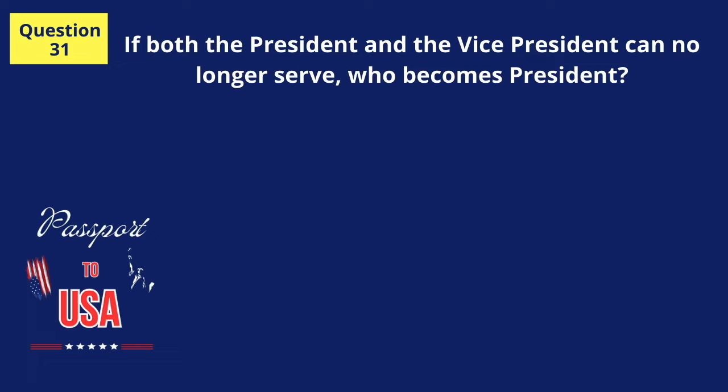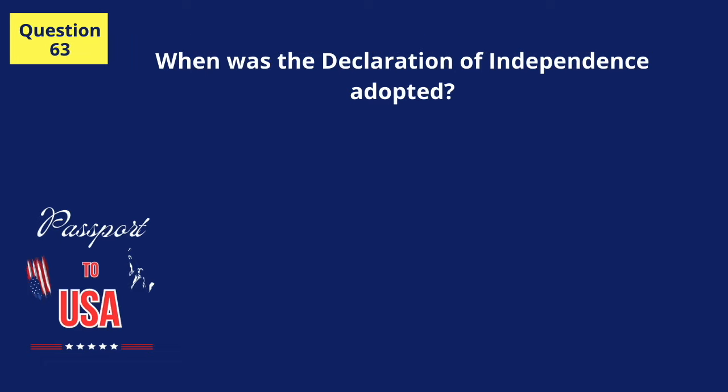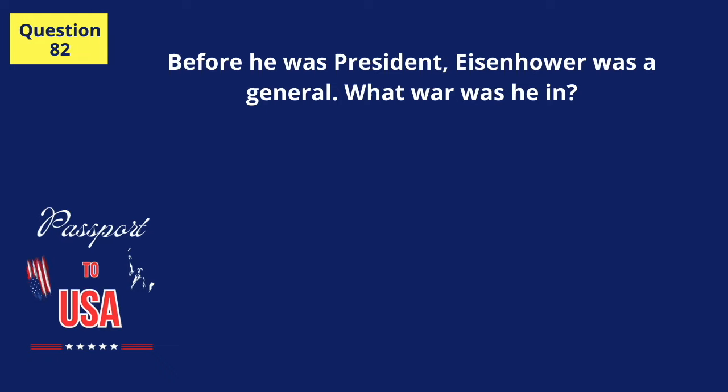If both the president and the vice president can no longer serve, who becomes president? The Speaker of the House. When was the Declaration of Independence adopted? July 4th, 1776. Before he was president, Eisenhower was a general. What war was he in? World War II.